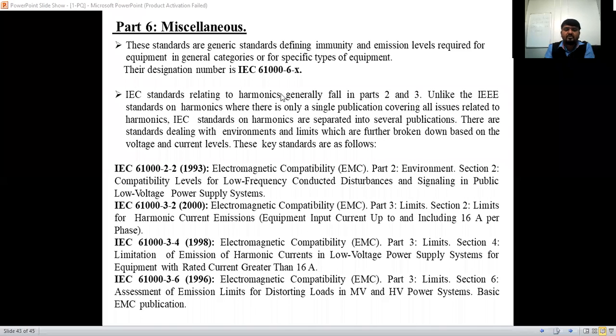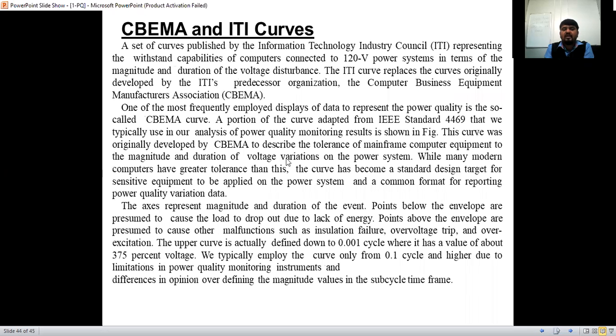The only bit left to complete the first unit is the CBEMA and ITI curves. We'll discuss this part in the next class.